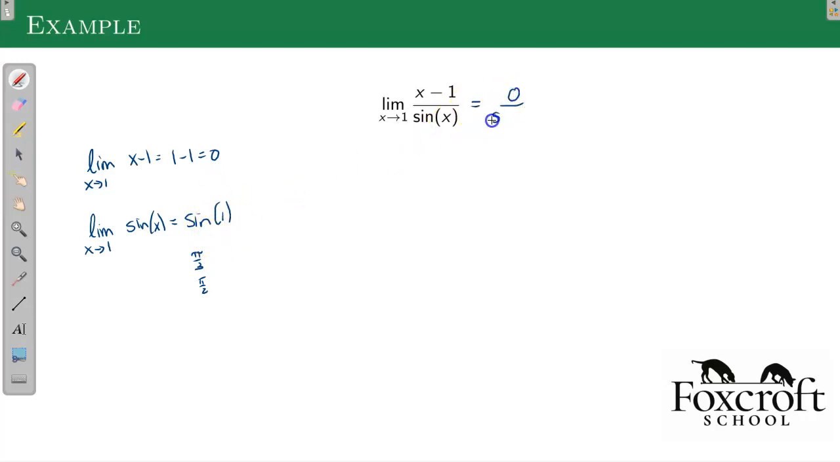We just get 0 over sine of 1. And 0 over anything that's not 0 is 0. So the final answer for this one is 0. And yeah, always put these types of problems in to make sure you're checking to do L'Hopital's rule first. If you just thought you could do L'Hopital's rule, you get 1 over cosine and get some other answer. But make sure you can actually do L'Hopital's rule before you actually try it.